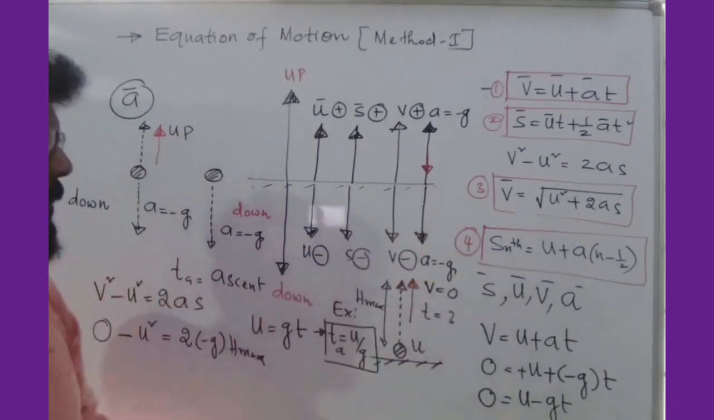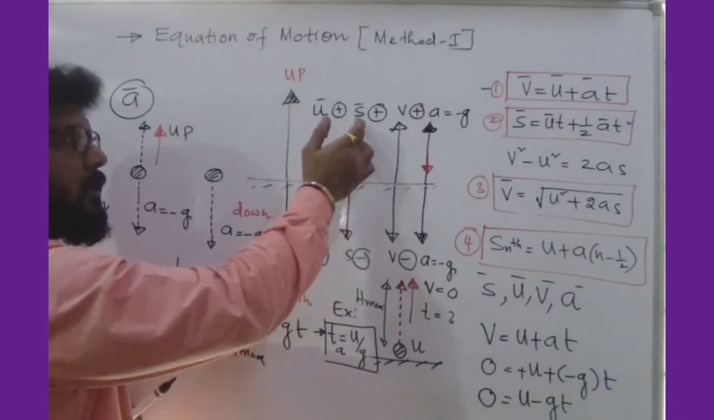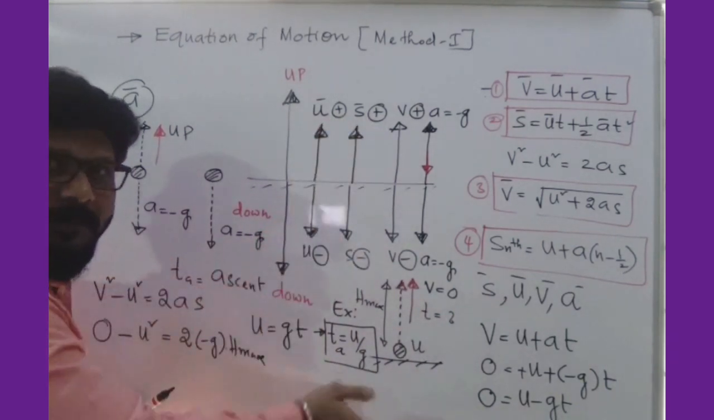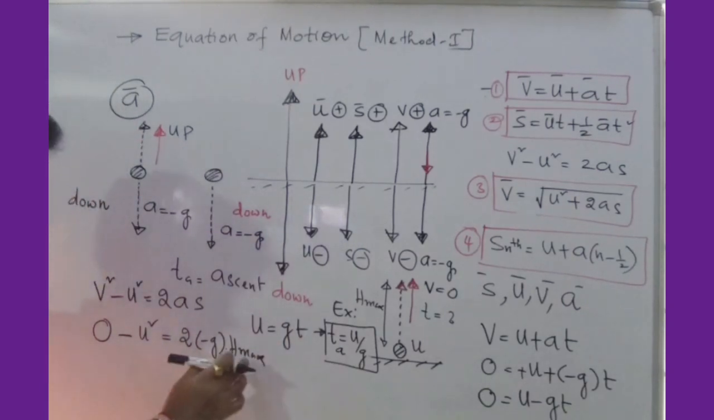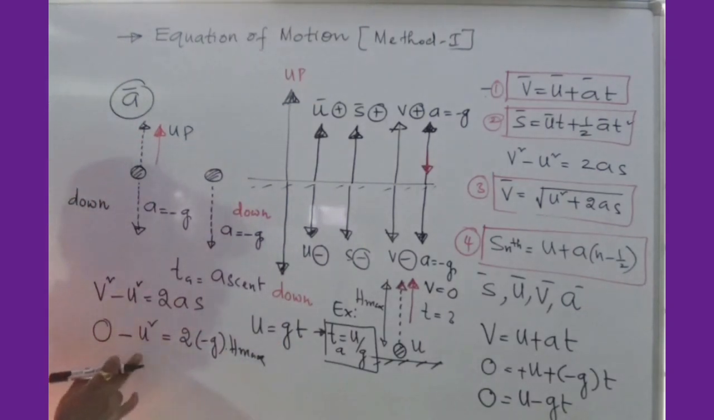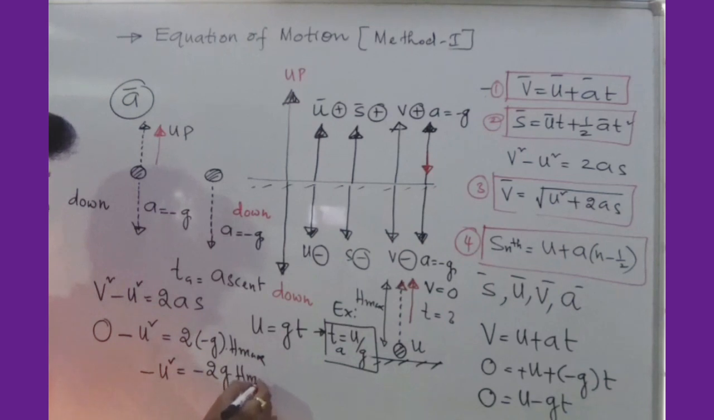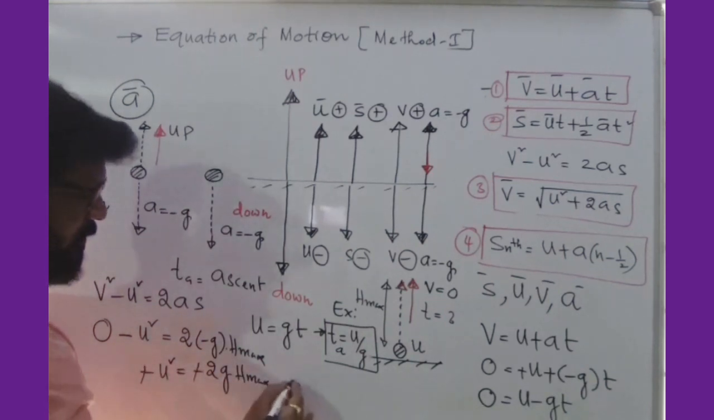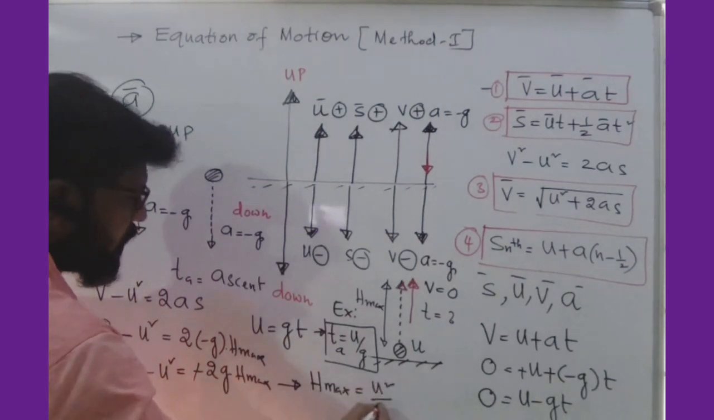Do we have to take positive or negative? This is displacement in the upward direction, so s is positive. Displacement in the upward direction is positive. So this will be positive, g is negative and u is positive. Now I can write u square is equal to minus 2g into h maximum. The minus signs get cancelled, so h maximum equals u square divided by 2g.